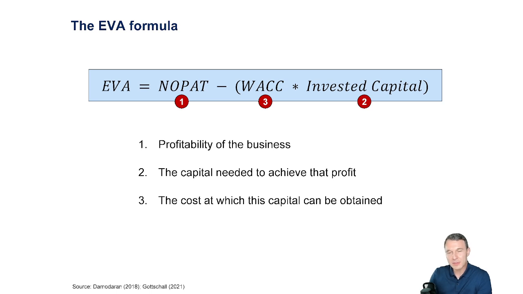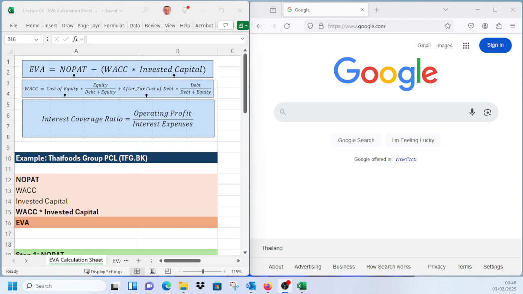So let me dive into a specific example. The example I chose is a Thai company. We are going to evaluate Thai Foods Group, or TFG. It's a company that produces chicken and some other proteins, and it also distributes those proteins in their own stores across Thailand. Let me dive in, and I have set this up here in one Excel file, which you can see here.